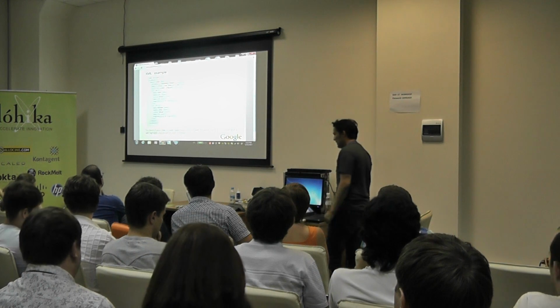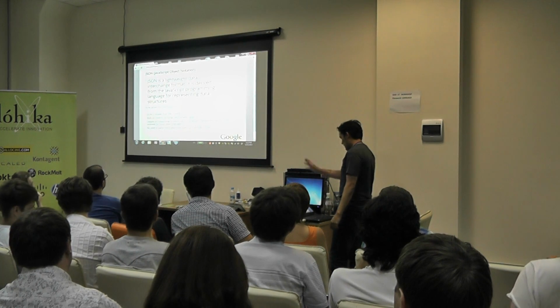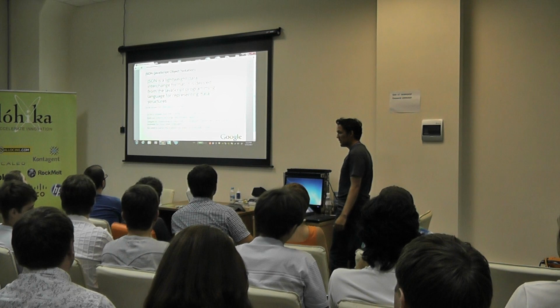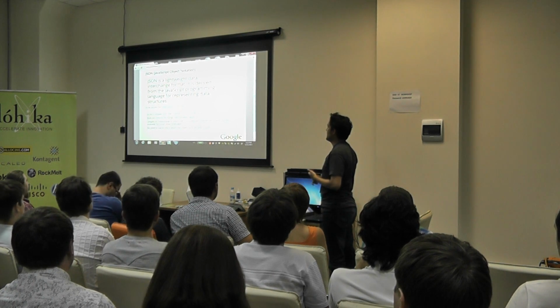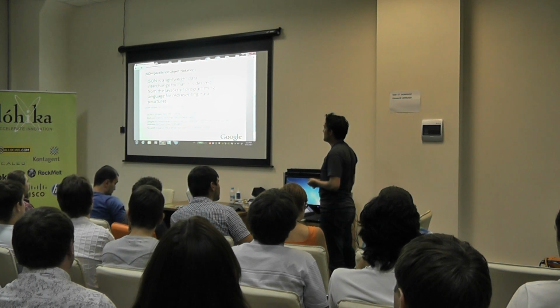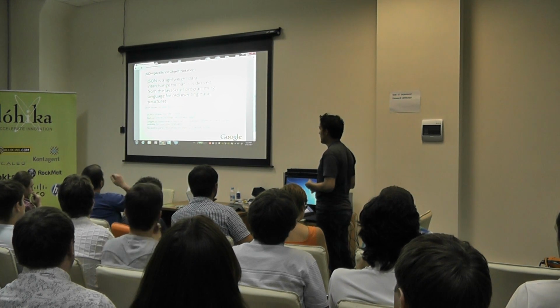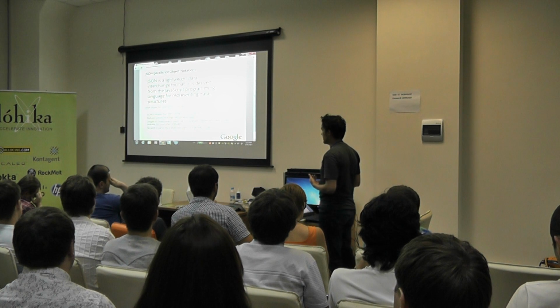But there's another one, JSON, which is JavaScript Object Notation. And once again, the quote: JSON is a lightweight data interchange format. It's derived from the JavaScript programming language to represent data structures.